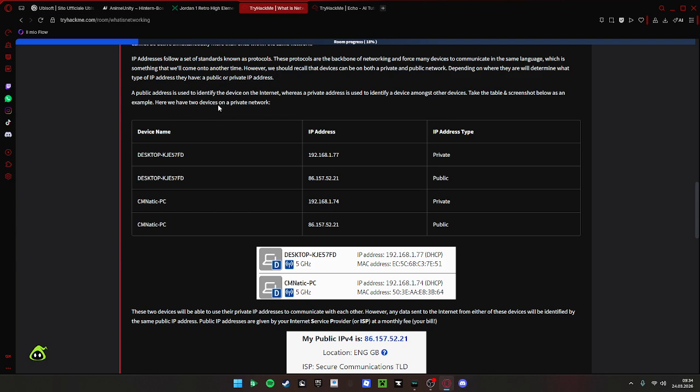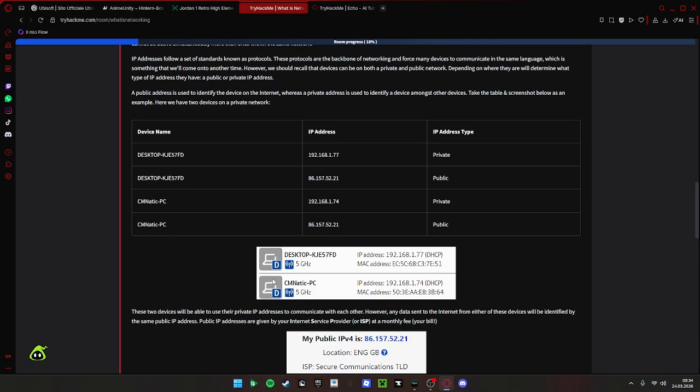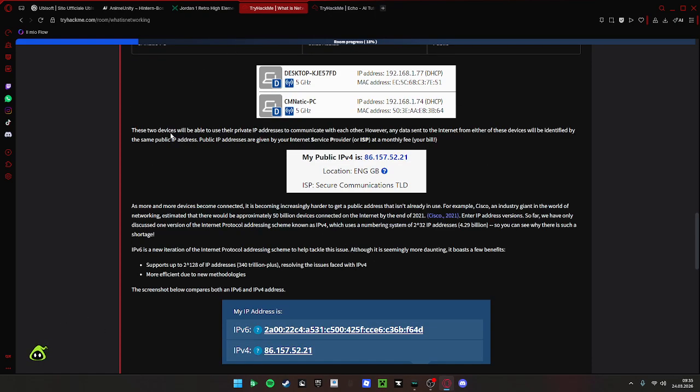Here we have 2 devices on a private network. Here you have the IP and the same 2 here, with the device name, private and public, like we say here. So this is the example, let me show you here. These 2 devices will be able to use their private IP address to communicate with each other. However, any data sent to the internet from either of those devices will be identified by the same public IP address.